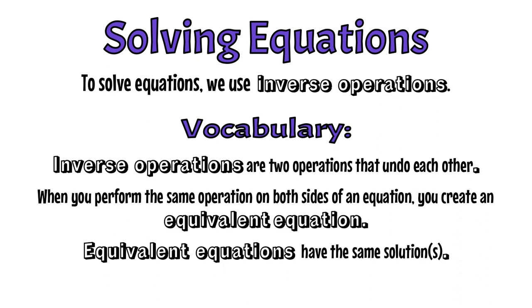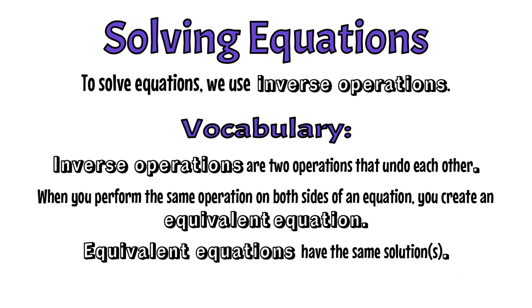When we perform the same operation on both sides of an equation, we create an equivalent equation. And that's how we're going to use inverse operations to solve, because we cannot do something to one side of an equation without doing it to the other, or else we no longer have an equation. Their two sides are no longer equal. So we want to create equivalent equations because they have the same solutions.